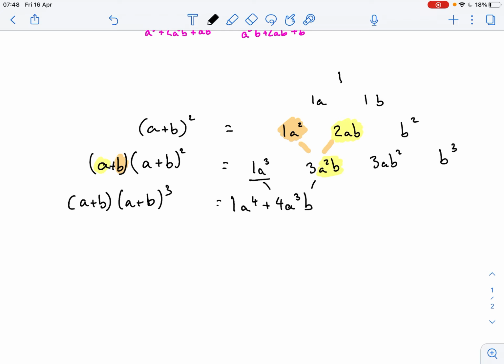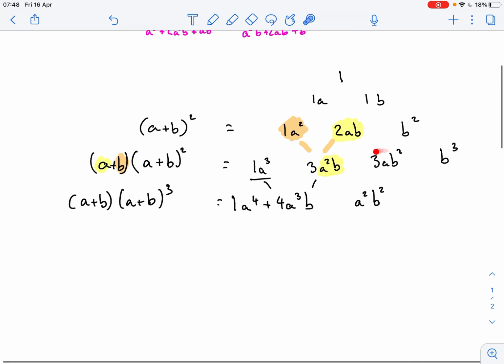4a cubed b. And similarly, if I think about the a squared b squared term, that can result from the a multiplying the 3ab squared. That will give me an a squared b squared term, and therefore 3a squared b squared. Or it can result from my b times 3a squared b, again giving me plus 3a squared b squared, so the result will be 6a squared b squared.